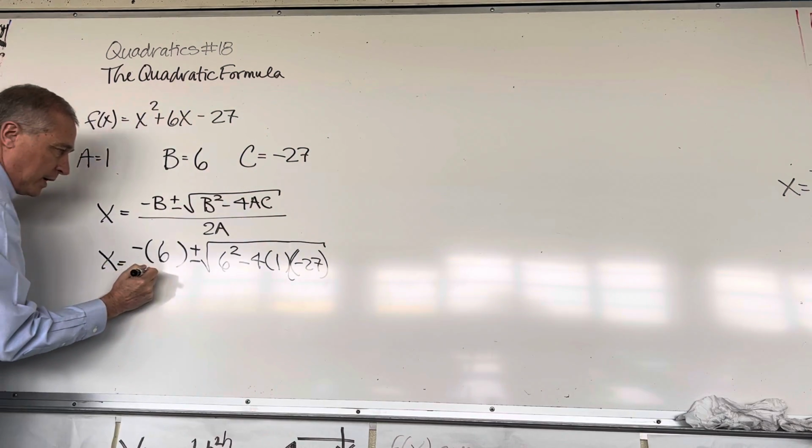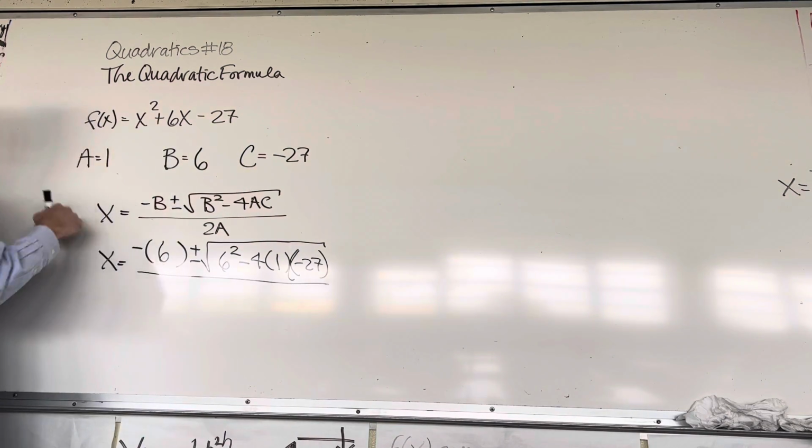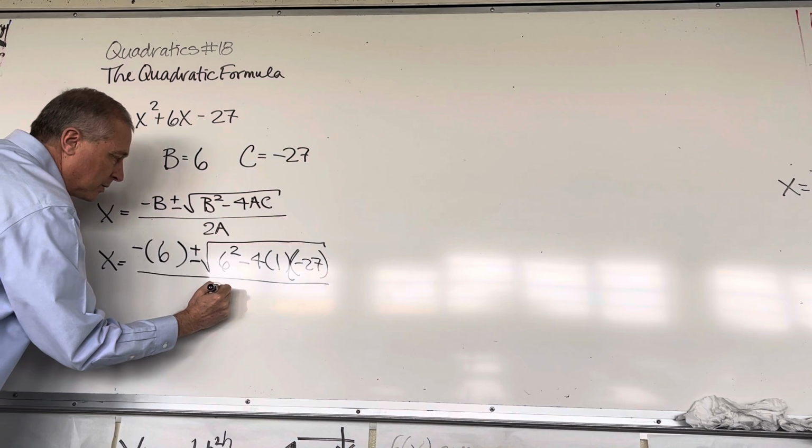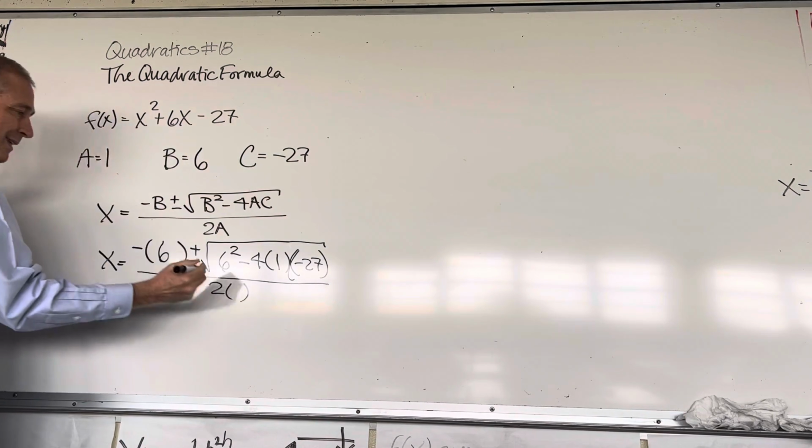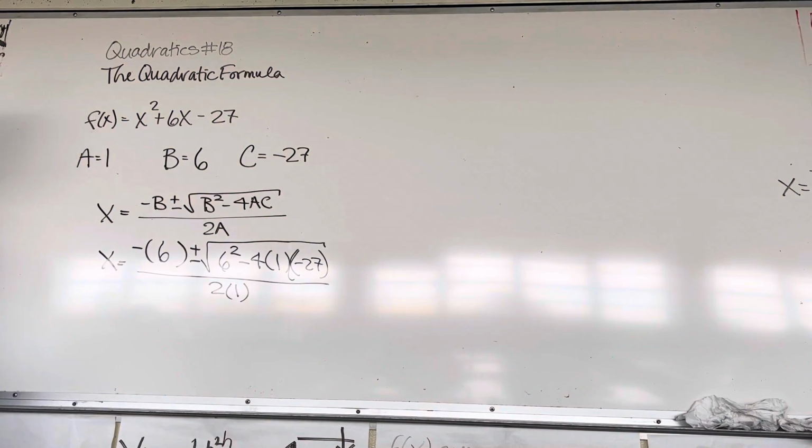Good. And there's a divided by 2 times a. So 2 times what? You okay with this? So far, so good? Looks easy enough, right? Okay, let's start to now boil this down and solve this.